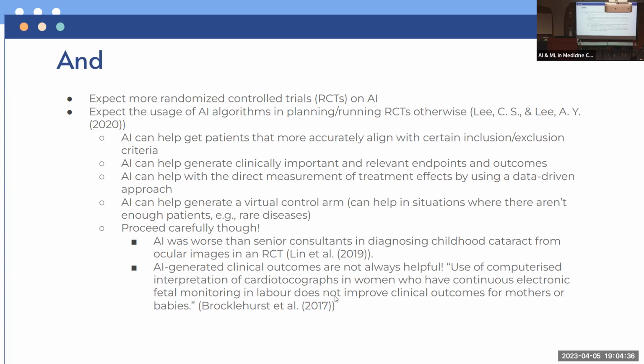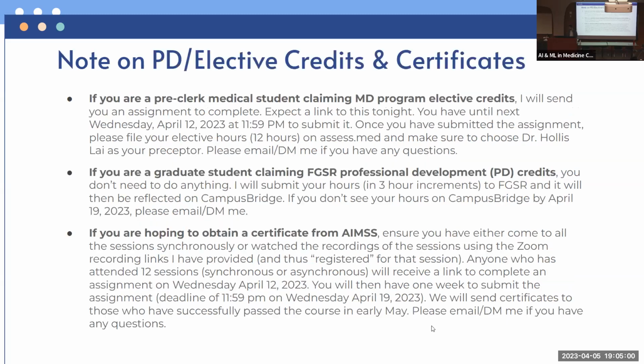And AI-generated clinical outcomes that I just talked about here might not always be helpful. So you might get this computerized interpretation of cardiotocographs, which are the measurements of baby heart rates, and this was generated by AI. It was not really helpful clinically. They looked at it and they're like, okay, this doesn't actually give us any sort of useful data. But again, this is one example. I'm just trying to be balanced here: there are obviously challenges and opportunities on both sides, and you need to be careful.